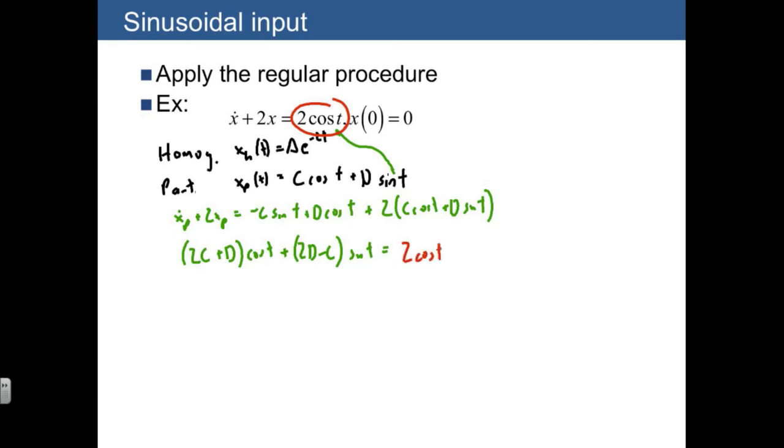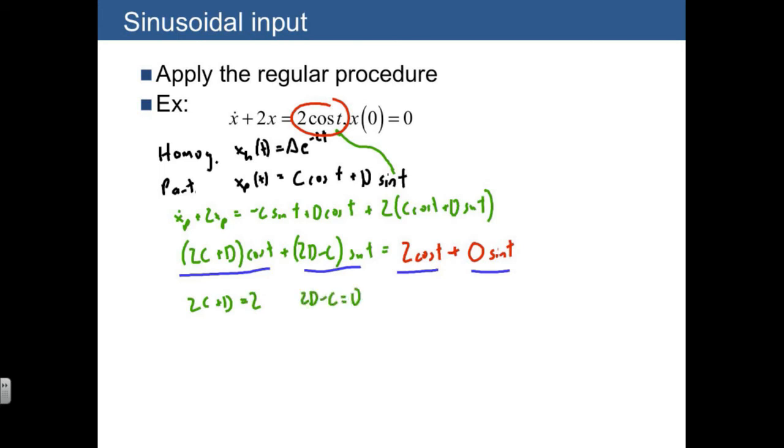Now, we actually need to solve for two coefficients, C and D. So I'm going to add a dummy term, which is 0 times sine of t. This really helps, because what we really need to do is line up the coefficients of the cosine and of the sine terms. And then that gives us two equations and two unknowns. So we have 2C plus D is equal to 2. And we have 2D minus C is equal to 0.